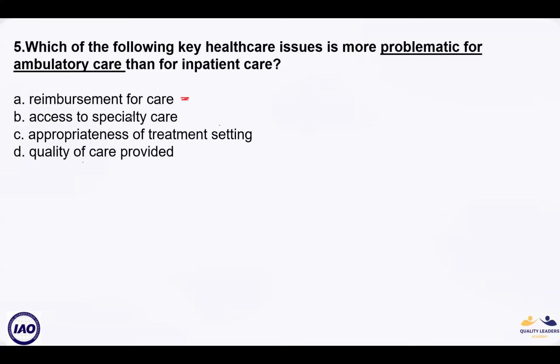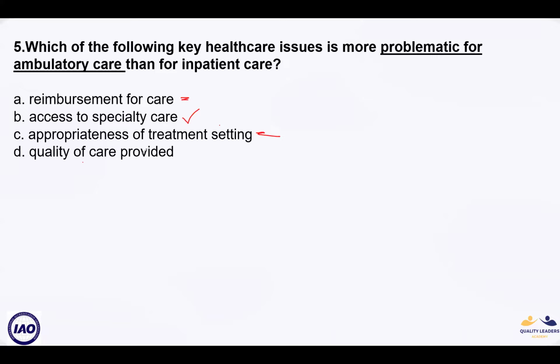Outpatients wait for some weeks or for months in some countries, in some hospitals, to get their referrals, whereas hospitals will have the specialist consultations on the same day. This is one varying factor, right? And then coming to option C, appropriateness of treatment settings. Here, inpatient control settings are tighter, and appropriateness for the treatment settings may not be the case. And then coming to option D, quality of care provided.